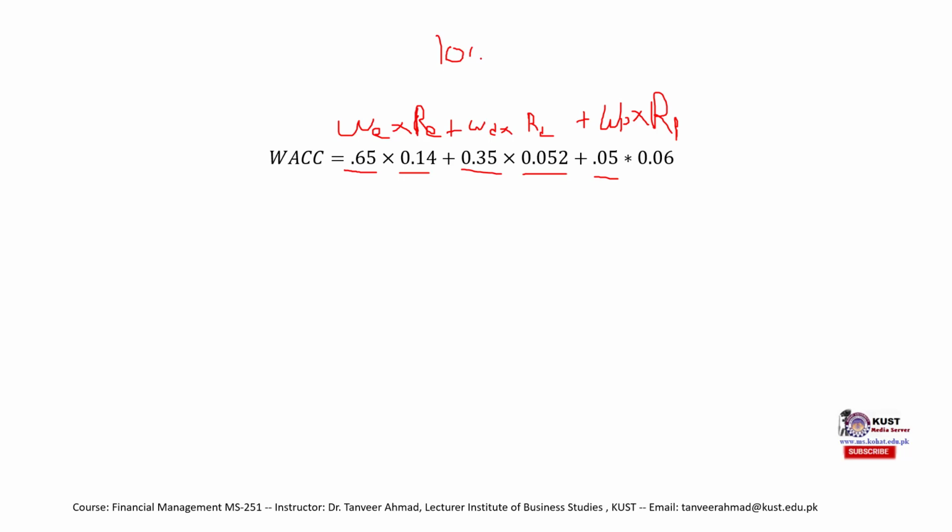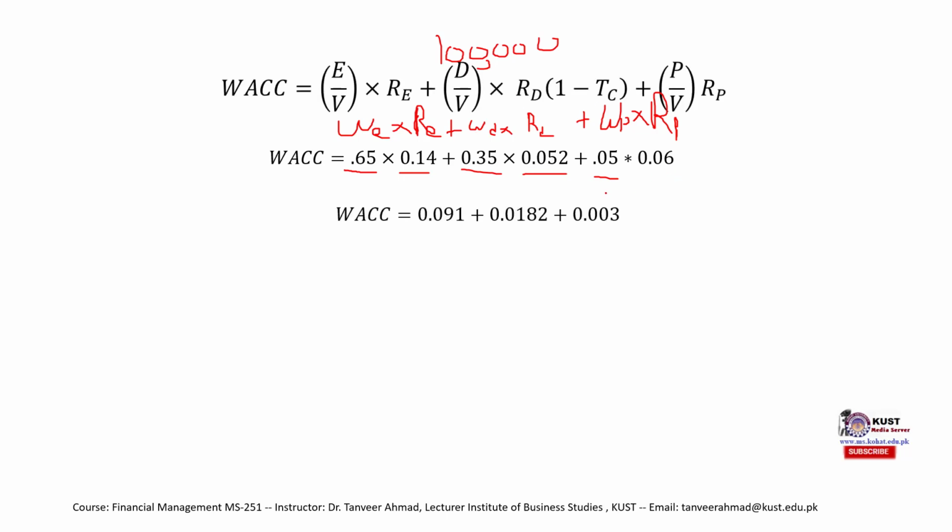So if we have 1 lakh rupees, out of this 65,000 would come from equity, 5,000 would come from preferred stock, and 35,000 would come from debt. So we have already calculated this part, so it would just be the RD, right? So the WACC turns out to be 11.2%.